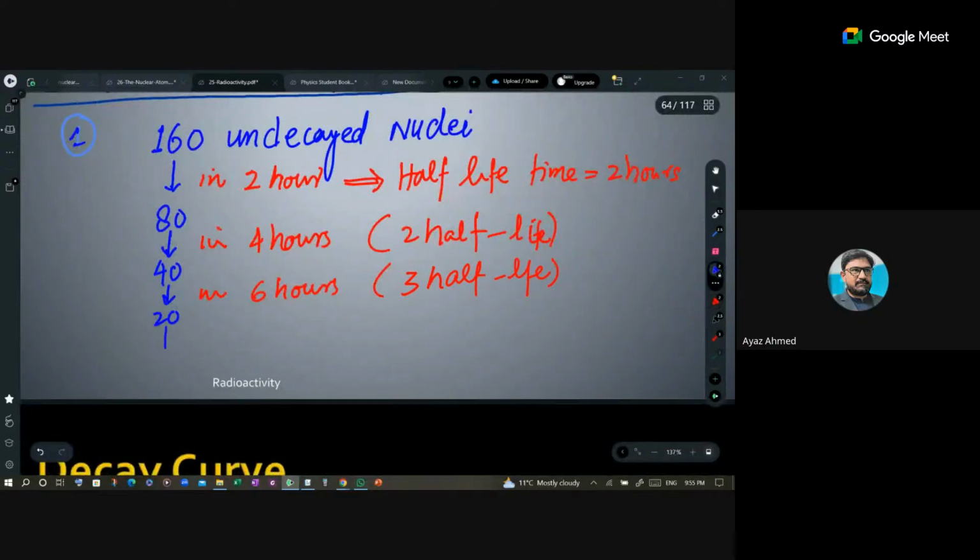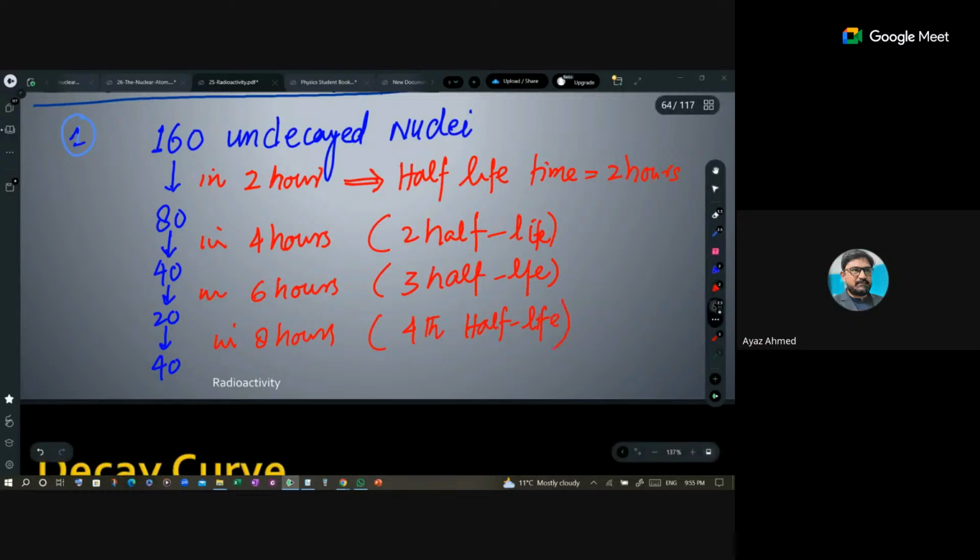So let's make it final. 40, and 40 will be in how many hours? In 8 hours. So this is its fourth half life, right? This is the fourth half life.